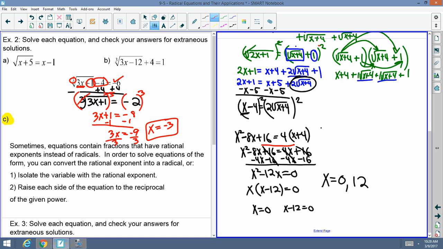Here in this part right here, I subtracted the 4x and I subtracted the 16, right, to get the 0. So I was left with this right here. Now I factor out a GCF. I factor out a GCF of x. And then it's a zero product property.